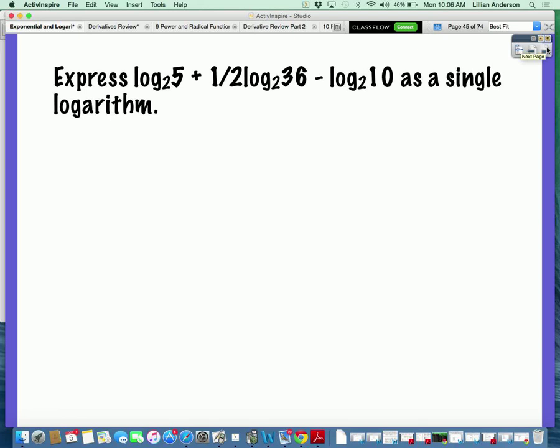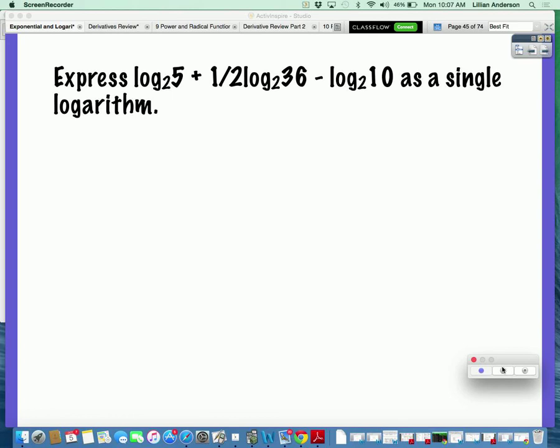So let's look at one. It says express log base 2 of 5 plus 1/2 log base 2 of 36 minus log base 2 of 10 as a single log. Now, there is a particular order in which you want to do these, okay? Of course, your order of operations applies. So anything dealing with parentheses, make sure you do everything in the parentheses first before you apply anything on the outside.